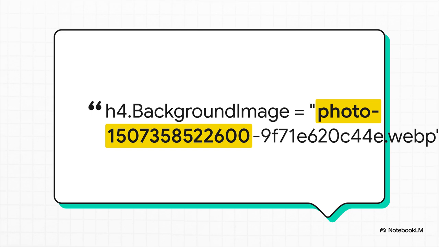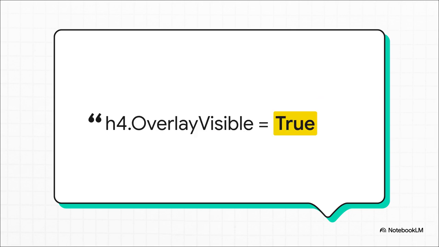Step 1, we need our visual backdrop. So we just point the background image property to our photo file. And just like that, the image is in place, sitting on that bottom layer. Easy enough.